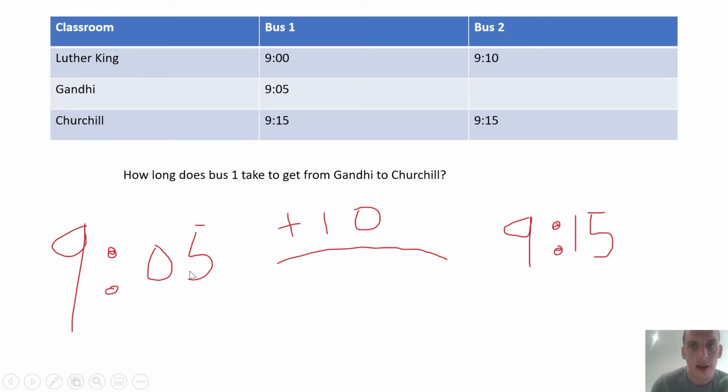So 9:05 to 9:15. Remember, when we're saying that, what we're saying is basically how many numbers are there from 5 to 15, because the hours are the same, but the minutes are different. So we've got 5 minutes here and we've got 15 minutes here. How many numbers are there between 5 and 15? And you can just count that: 6, 7, 8, 9, 10, 11, 12, 13, 14, 15, and that is 10. Okay, so it takes 10 minutes to get from Gandhi to Churchill.